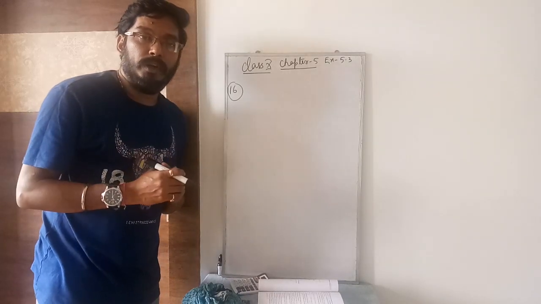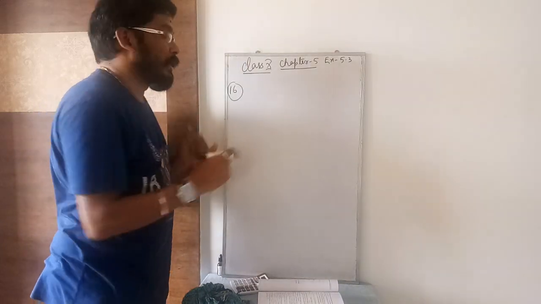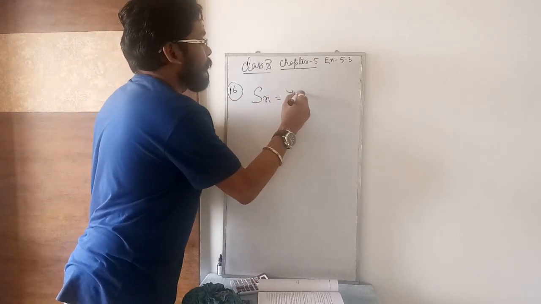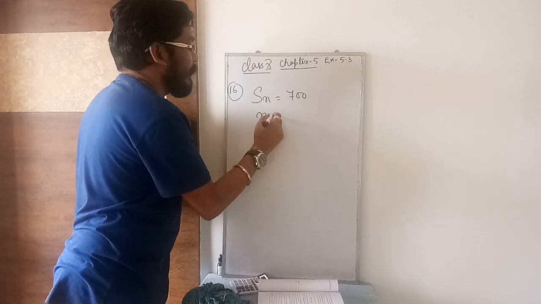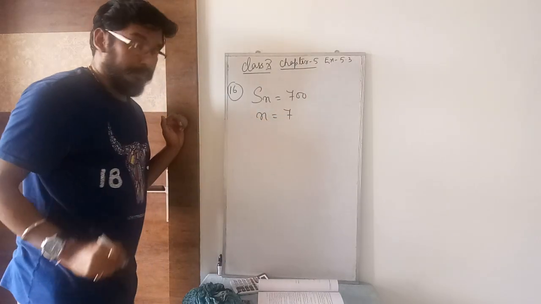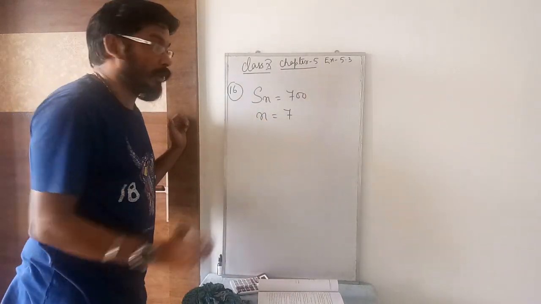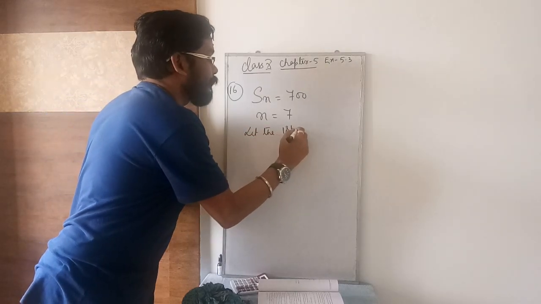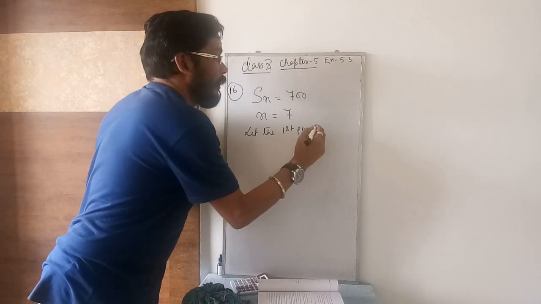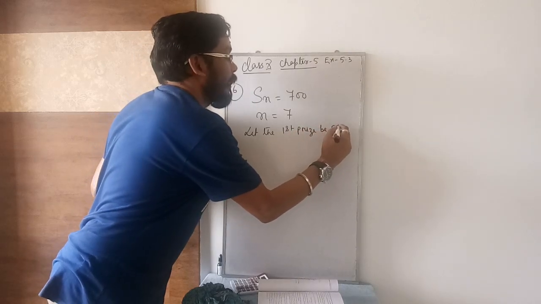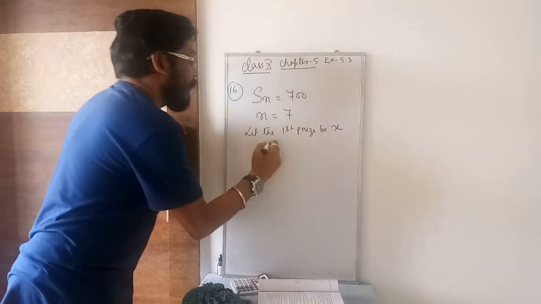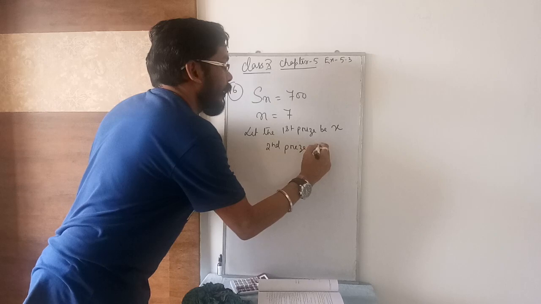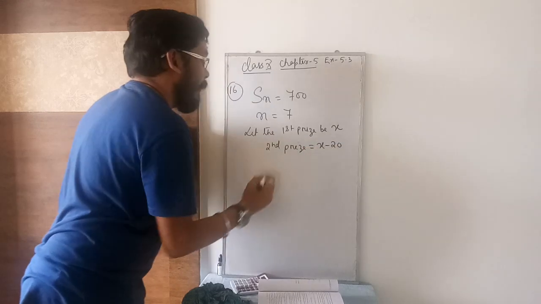So the total amount you are going to distribute is 700. So here Sn equal to 700. How many prizes are you going to give? 7. So n value is 7. What the first prize is, you don't know. So let the first prize be x. The second prize will be how much? It will be 20 rupees less. So second prize equal to x minus 20.